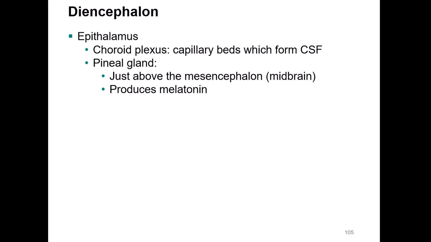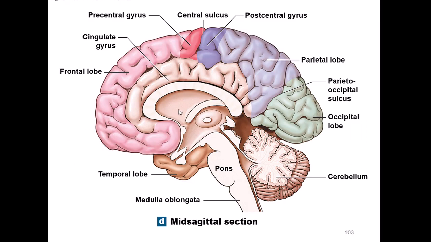The next region is the epithalamus. Epi means above. If the almond here is your starting point, this is the thalamus, hypothalamus below, epithalamus above. So all in here, this is the epithalamus.